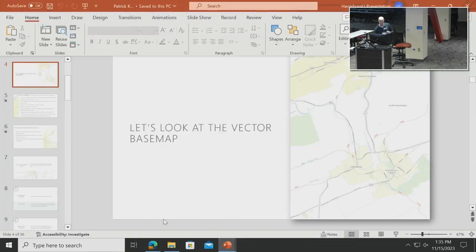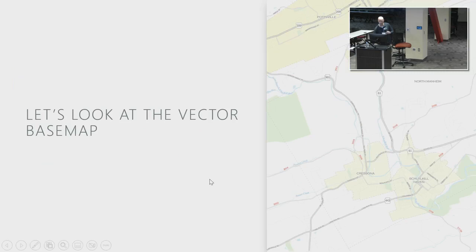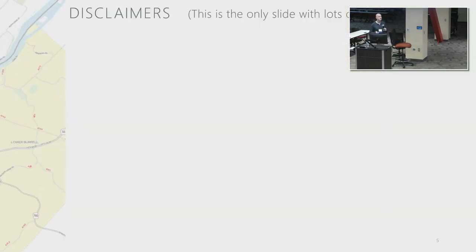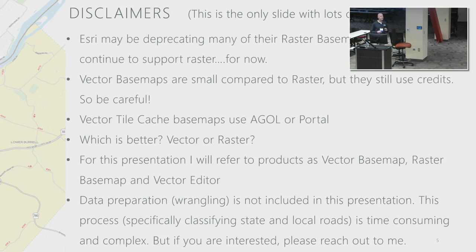Real quick, I'm going to get back into it. And again, I apologize, I'm just going to go over these real quick. I hate reading text. Esri is deprecating a lot of the raster base maps, but PennDOT is still supporting it. We're going to have both of them exist at the same time, and if eventually we do have to get rid of the raster, the vector will be there to take its place.